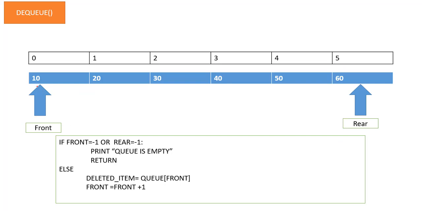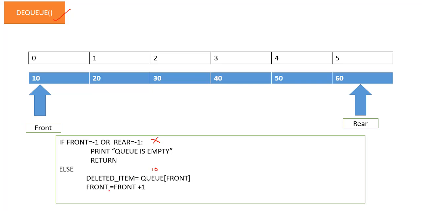Now I want to delete one element, a dequeue of one element. So how can we do this? Check this condition: if front is equal to minus 1 or rear is equal to minus 1. Now this condition is false. Why? Because front is pointing to 0. Now we'll come to the else block. We have to perform two basic steps. Queue of front, here queue of front is at index 0. That is, 10 will be stored in deleted item. 10 is stored in deleted item.